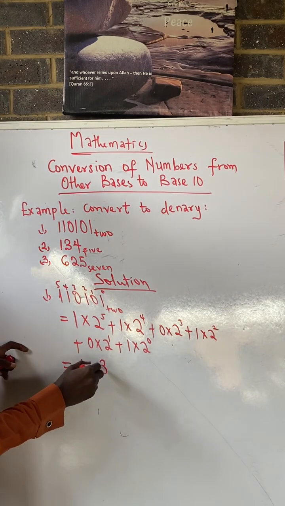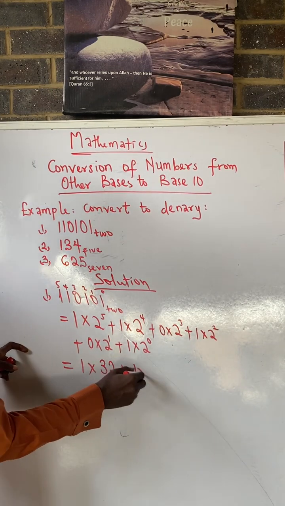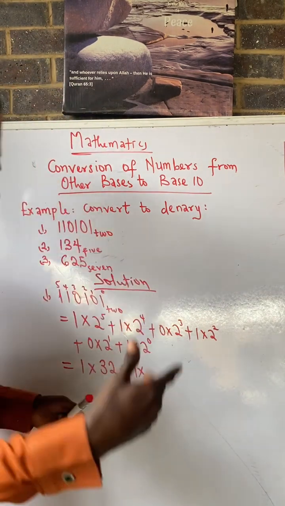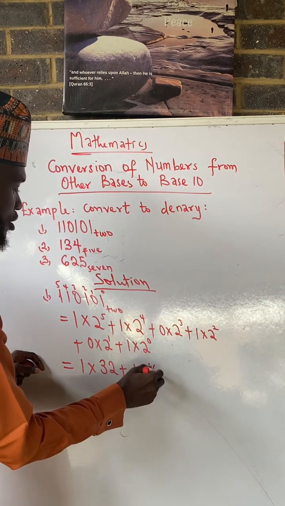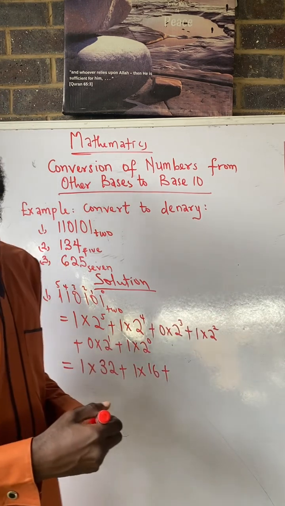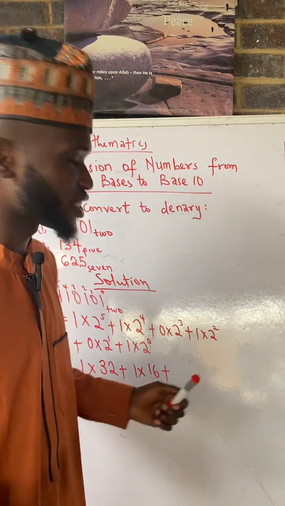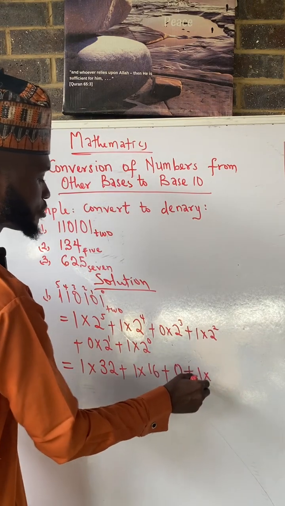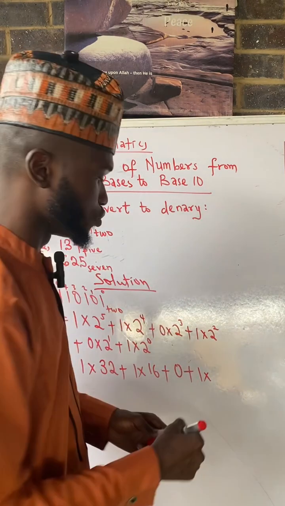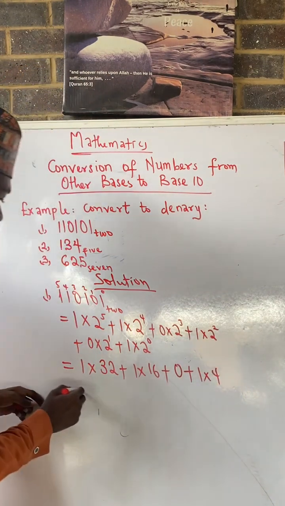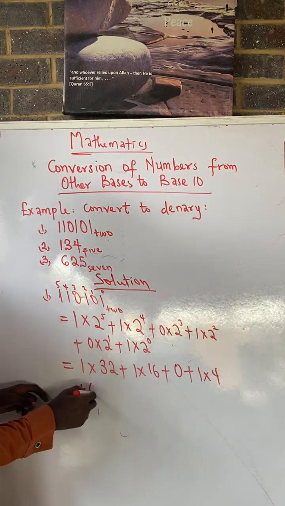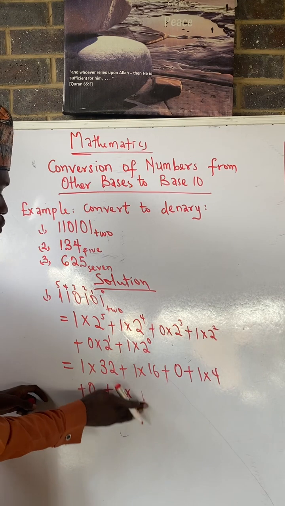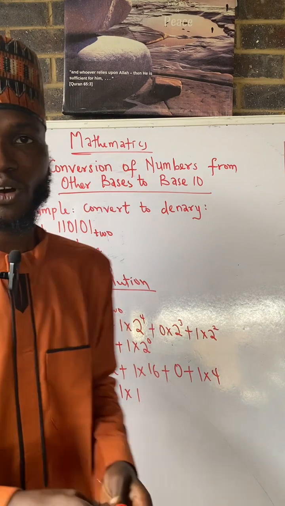That's 1 times 32. Plus 1 times 2 raised to the power of 4 means 16. That's 2 times 2 times 2 in 4 places. That's 16. Plus, of course, 0 times anything, don't stress yourself. 0 times anything is 0. Plus 1 times 2 to the power of 2. That's 4. Plus 0 times anything again. That's 0. Plus 1 times 2 to the power of 0, which is 1. 2 to the power of 0 means 1.